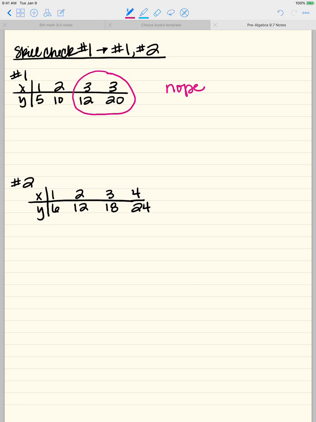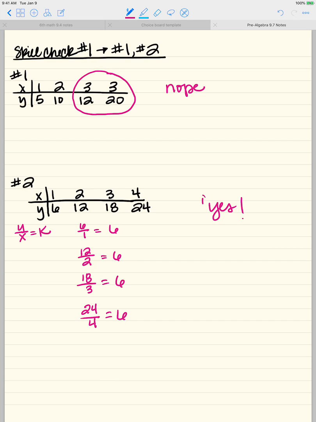Let's move on to number 2. First glance, I'm pretty sure you already know what the constant of variation is and that this does represent a direct variation, but let's just work through the steps. If it represents a direct variation, that means the ratio of y to x is going to equal a constant k that is going to be the same throughout our entire table. 6 divided by 1, 12 divided by 2, 18 divided by 3, 24 divided by 4. 6, 6, 6, 6. So, yes, this is a direct variation.